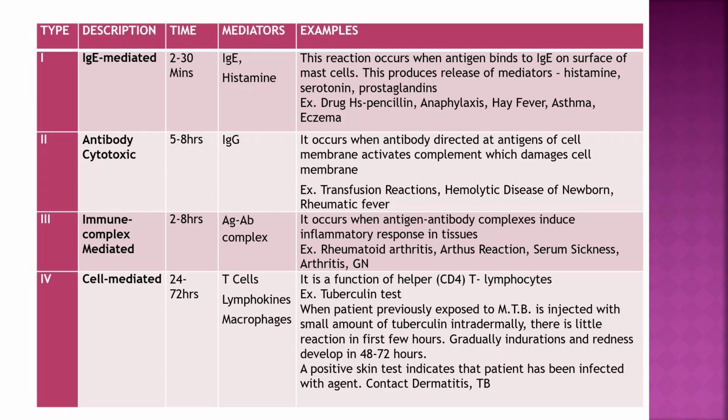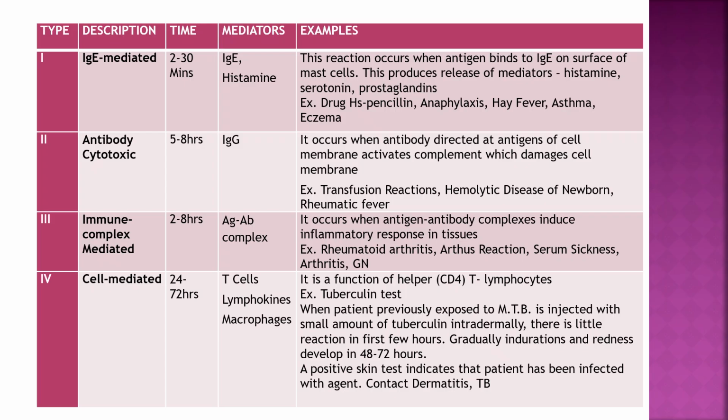Time is 2 to 8 hours, and the mediator is the antigen-antibody complex. Mechanism: it occurs when antigen-antibody complexes induce an inflammatory response in tissues. Examples: rheumatoid arthritis, Arthus reaction, serum sickness, arthritis, and glomerulonephritis.